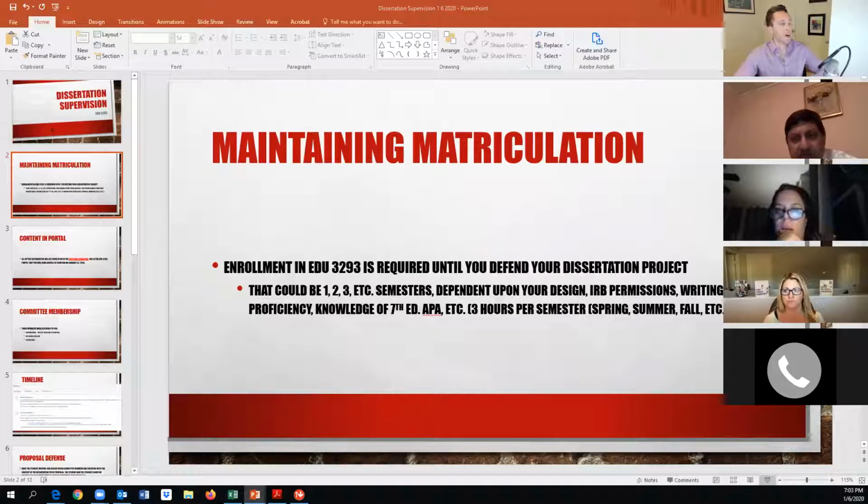All right. So the first part that I wanted to address is that along with the 42 credit hours as part of this program of study, the other requirement is that you maintain matriculation. What that means at St. John's University is that you maintain enrollment in EDU 3293, which on paper says dissertation seminar, but it's basically dissertation supervision in practice. So it's part 2 of what you did initially with Allie.